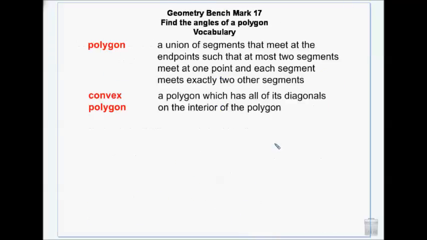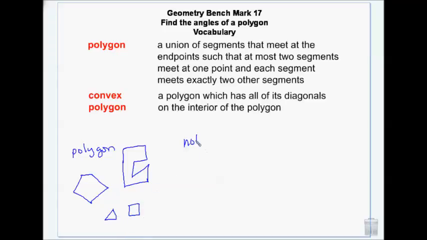A polygon is a union of segments that meet at the endpoint such that at most 2 segments meet at one point and each segment meets exactly 2 other segments. Okay, so what that means is we have a polygon. Something like that. You can have something like this. It could be anything. Mostly you're used to squares, rectangles, triangles, things like that. These are polygons. Not polygons.